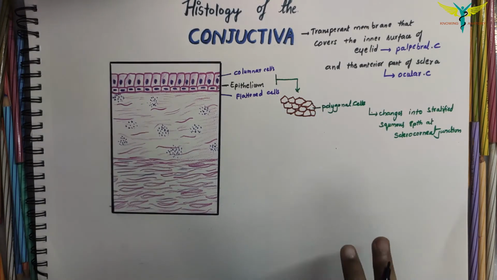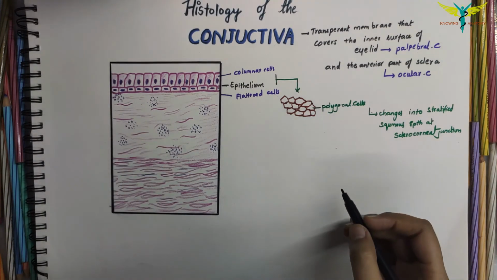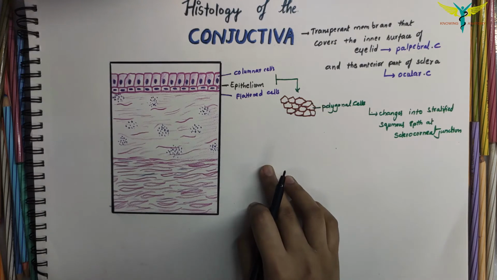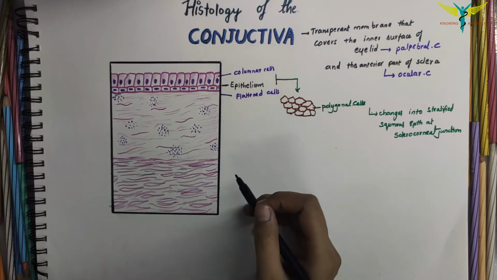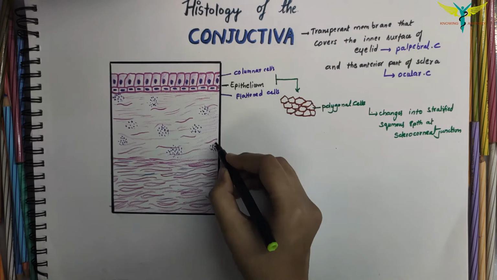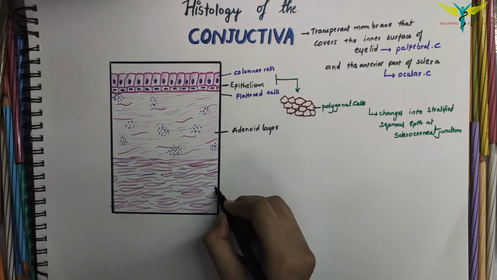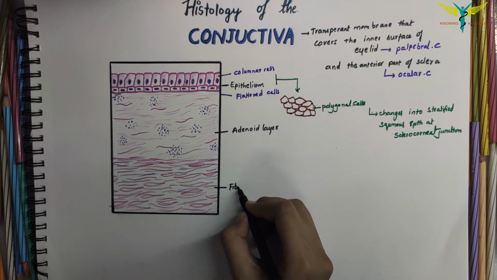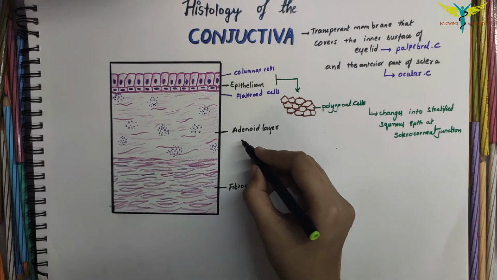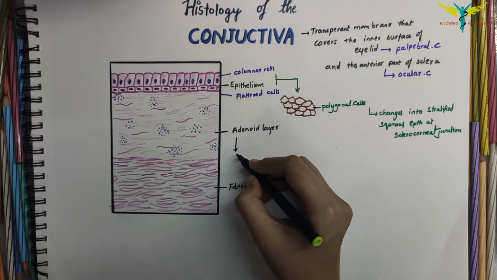Now let's come to the second layer, that is the substantia propria. The substantia propria consists of two layers, the adenoid layer and the fibrous layer. So this is the adenoid layer and this is the fibrous layer. These two together are the substantia propria.